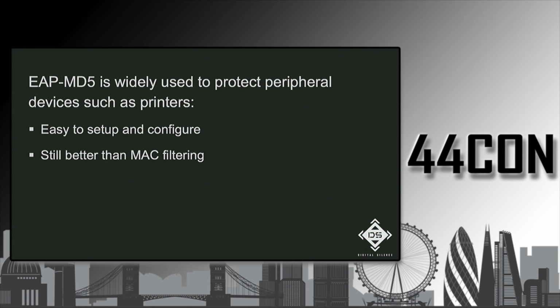But actually, interestingly enough, a lot of peripheral devices use EAP-MD5. And the reason for this is, EAP-MD5 is a much older EAP method. It's not really that secure, but the thing is, it's very easy to set up and configure, and still better than MAC filtering. So if you need to set up 802.1x on your printer in a pinch, you can pretty much just use EAP-MD5, and you know it's probably going to work, and you're not going to have to fight with it too much. And you can still say that, yes, technically we're deploying 802.1x on everything. We have EAP-MD5 running on all the printers, but who cares, right?